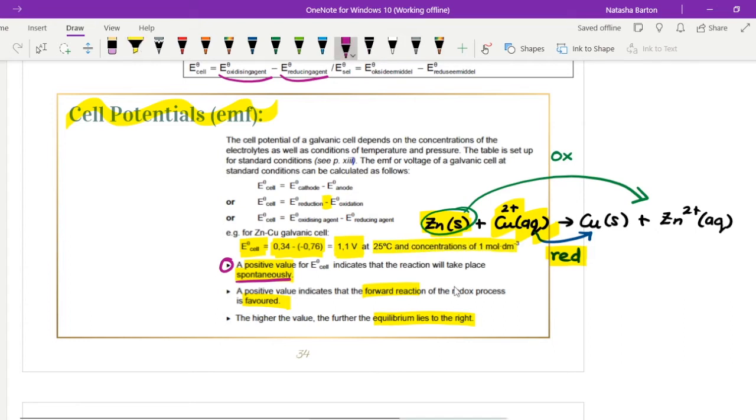This tells us that this reaction will happen spontaneously, that the forward reaction is favored. Of course, the reverse reaction is not spontaneous, so it is not favored, and equilibrium lies to the right. So once equilibrium has been established, we're going to have a whole lot of products having been formed.